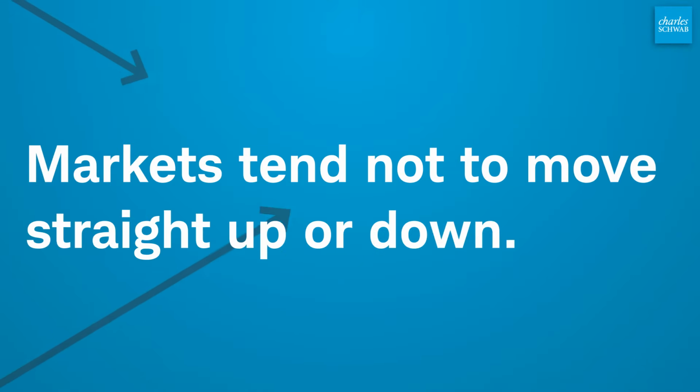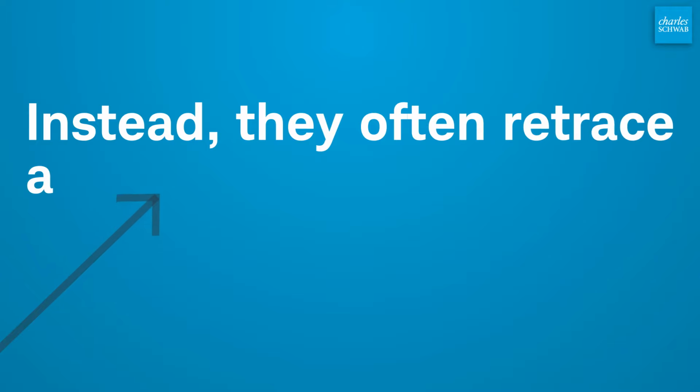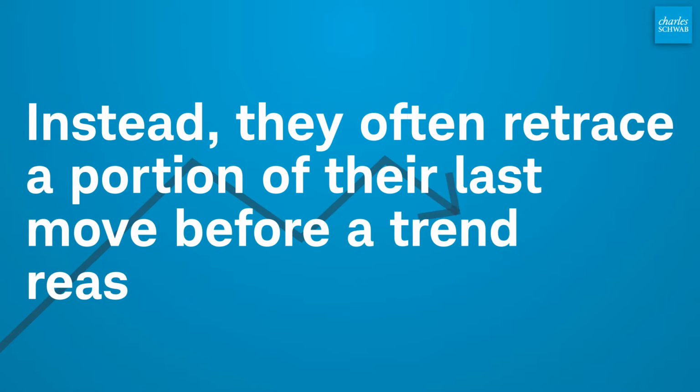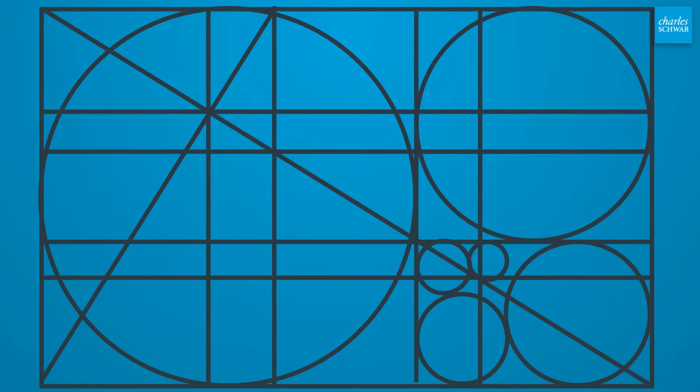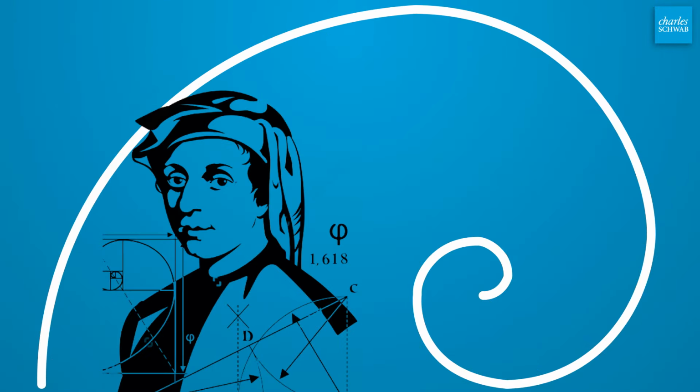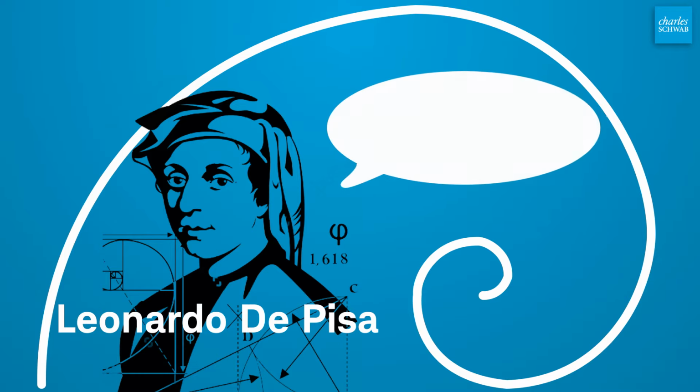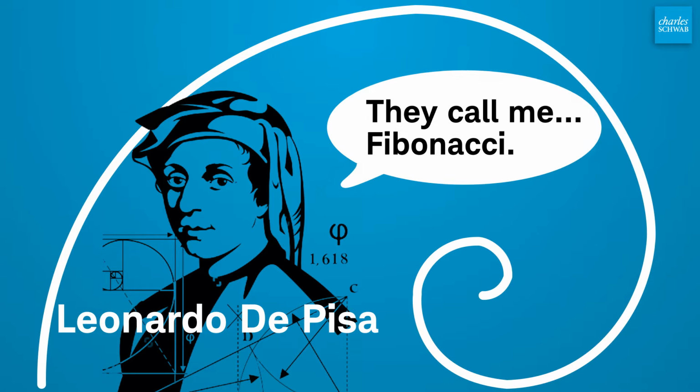Markets tend not to move straight up or down. Instead, they often retrace a portion of their last move before a trend reasserts itself. Those retracements often occur in ratios first established by a 13th century mathematician named Leonardo da Pisa, nicknamed Fibonacci.